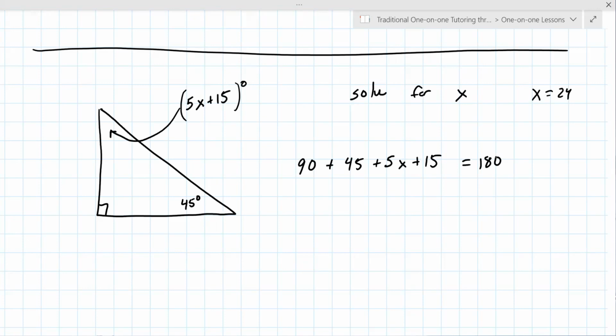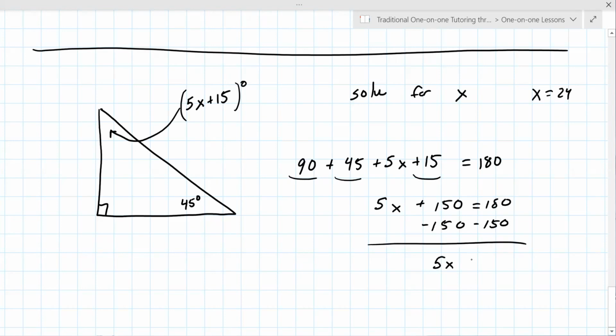Okay, it's 50. Okay, so you think the value of x is 50, is that right? Yeah. Okay, so we have 90 plus 45 and then plus 15. I added that, so that is 150. So you subtract 150 from both sides. 5x equals 30.